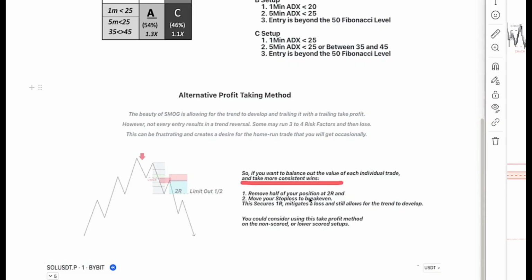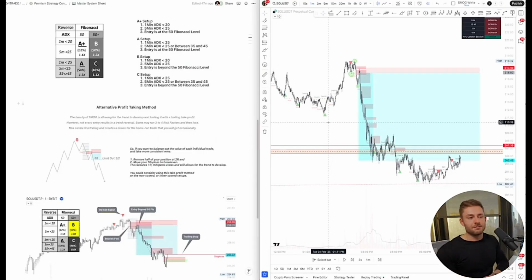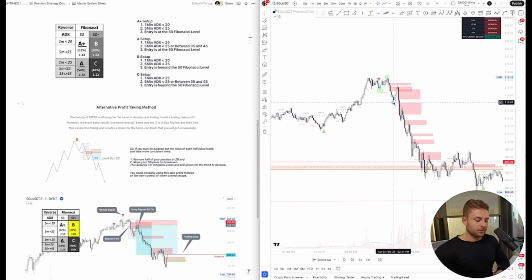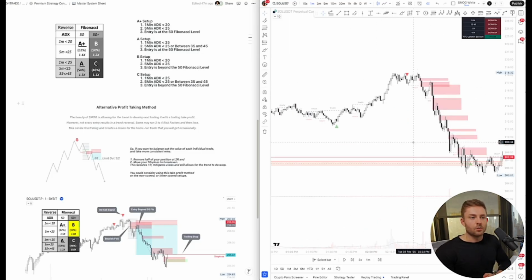So if you want to balance that out, this is also a model where you can remove half your position at 2R, move your stop loss to the break even level, which will secure 1R and mitigates loss. It still allows the trend to fully develop. It's going to take some of the momentum out of the massive runners. It is also going to lock in profit for some of the trades that maybe aren't so juicy, that don't always look like this perfect example that I've showed you. You're not always going to have these setups.